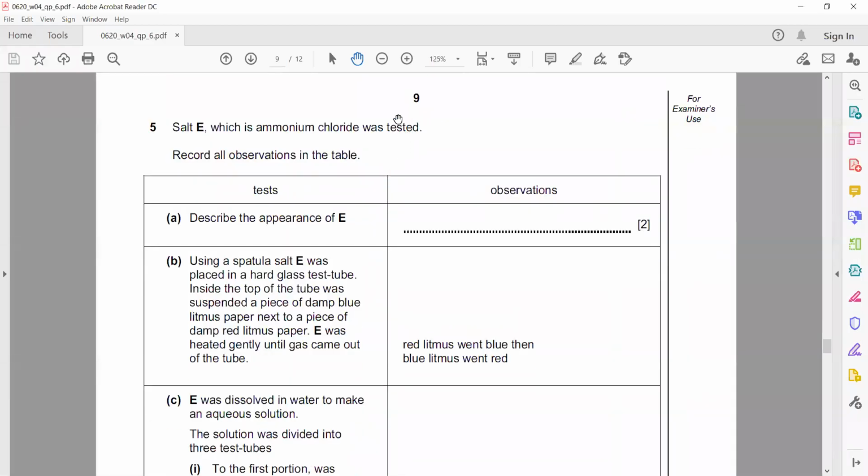Salt E is commonly ammonium chloride, so it is NH4Cl. That's the name of the salt.